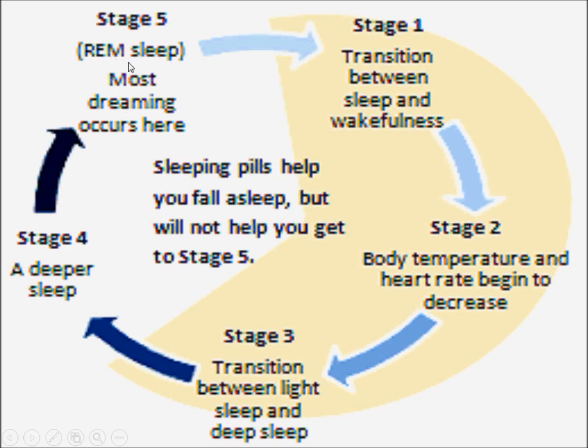It is that stage where most of the dreaming occurs. Sleeping pills help you fall asleep but will not help you get to stage 5. That means when you take sleeping pills, you will never see dreams during your sleep, because stage 5, that is REM sleep, will not be attained when you take sleeping pills.